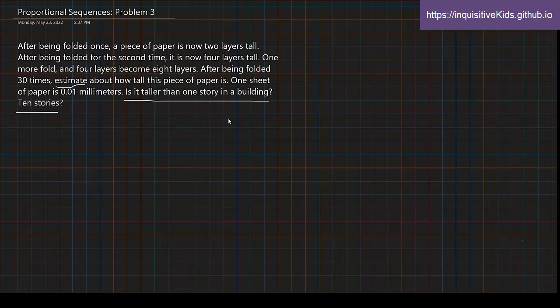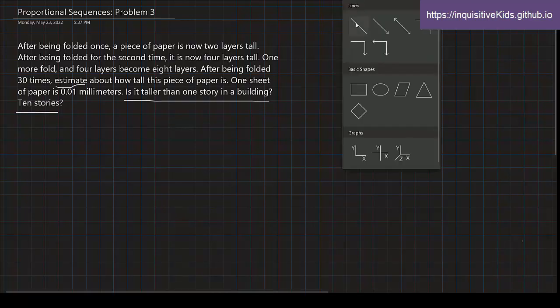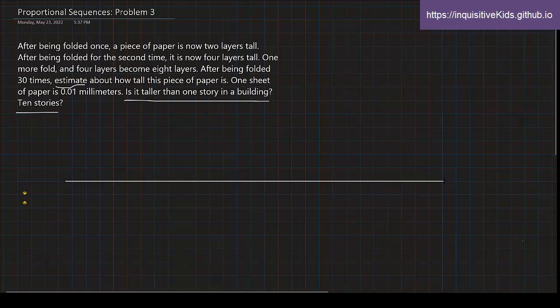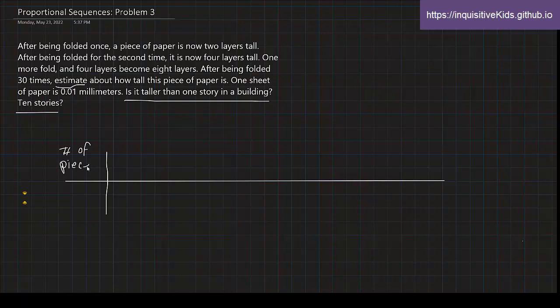Okay, first, since there's a lot of repetition coming in here, we are going to make a table to list out all that information. And then we know, we're going to have two values. One is number of pieces, and this is going to be thickness. All right, so the number of pieces, let's start with the first fold.